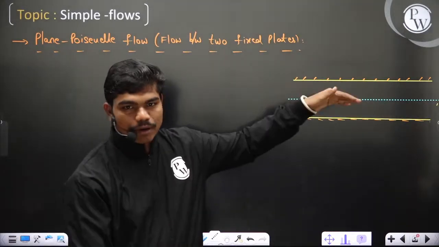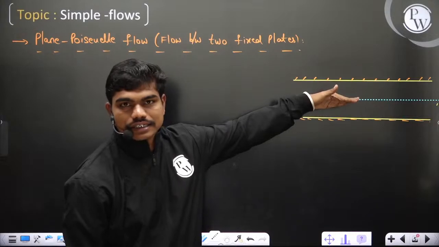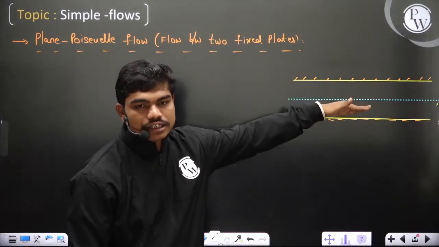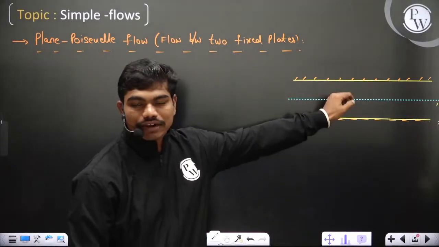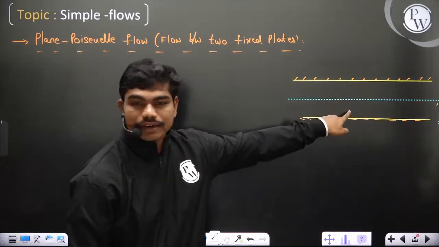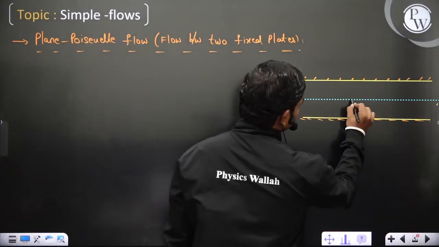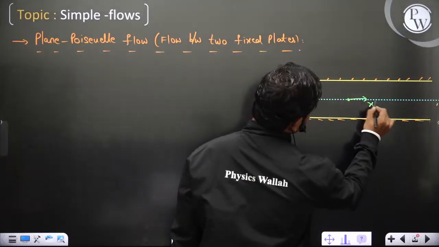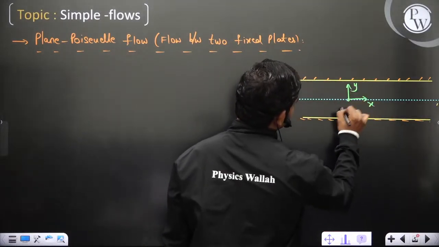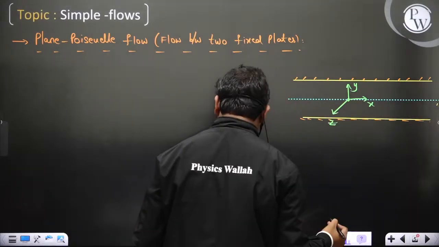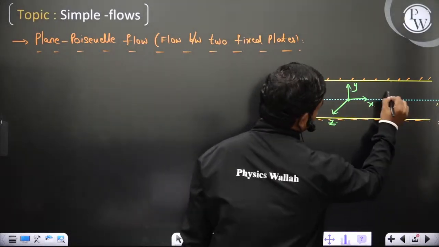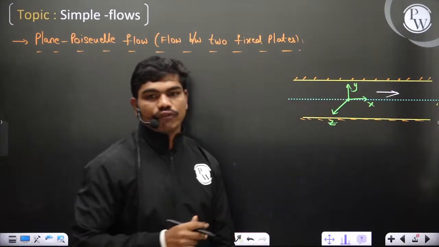Because it's symmetric about this particular line. Correct? The complete physics is symmetric about this line. So whatever the flow does, that flow will be symmetric about this line. Now, if you establish the coordinate system, x, y, and maybe z is this direction, but effectively particles are moving only in the x direction. So this is the effective direction of the flow.